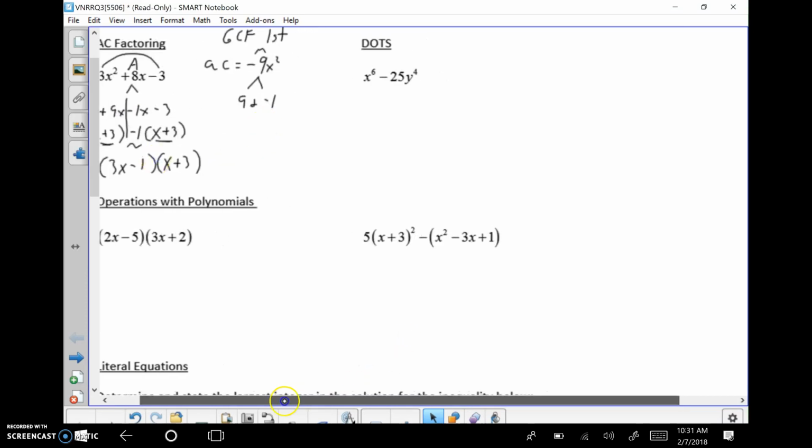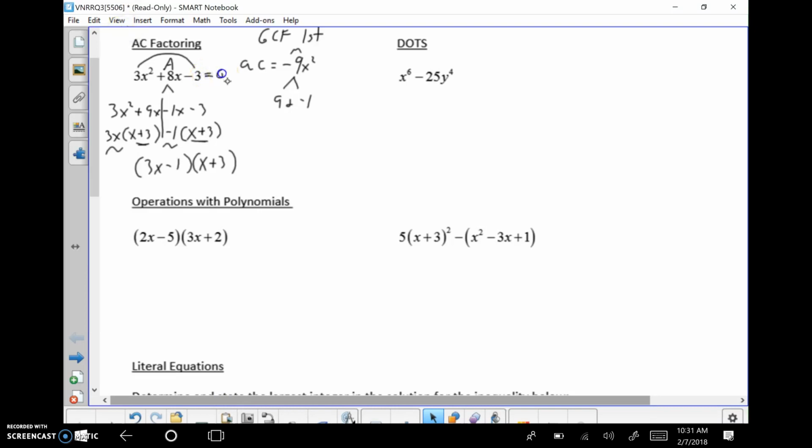Now, if this was an equation, like say it had an equal 0 on it, then we would set these equal to 0 and solve them one at a time. But this problem didn't have that to start, so we're not going to do that here. And how about difference of two squares factoring? DOTS, difference of two squares, DOTS. Looks nothing like AC factoring. First of all, it's only 2 terms.